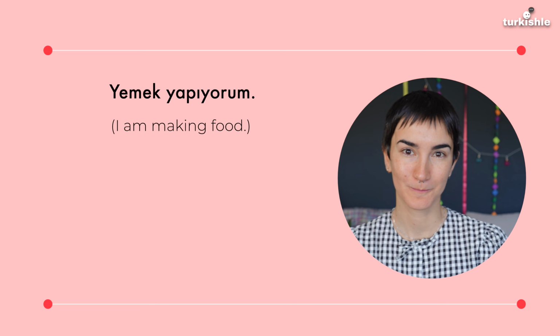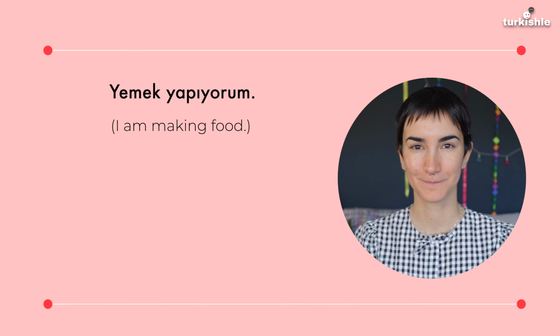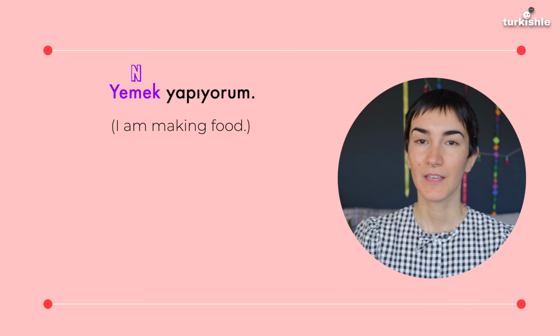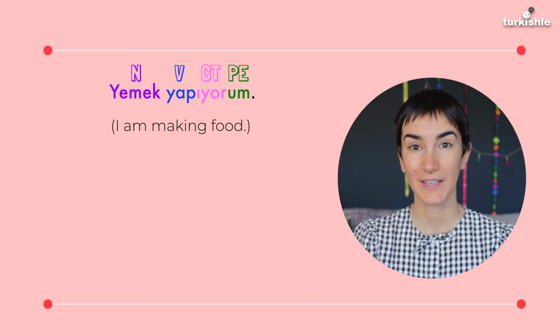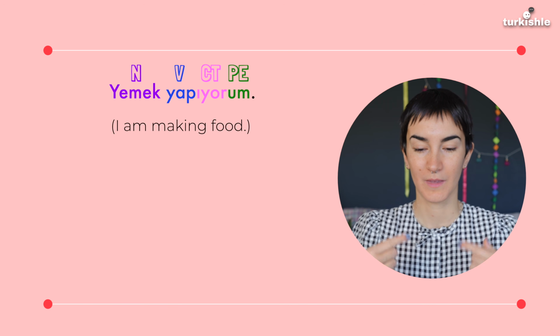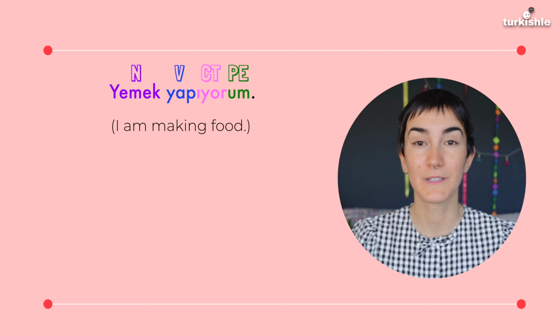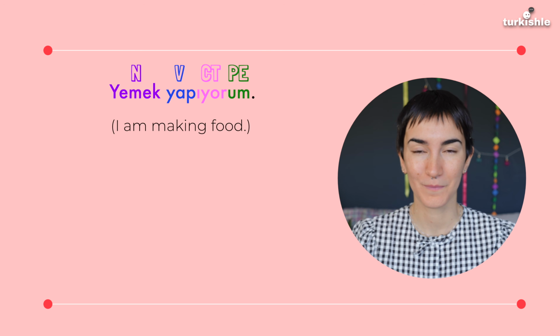Let's look at a new sentence. Yemek yapıyorum. Yemek is the noun. Yapıyorum is the verb. So yapıyorum is I am making, I make food, the continuous tense. It goes at the end of the verb.